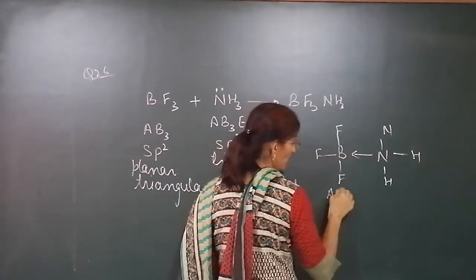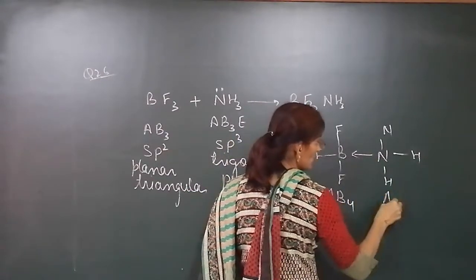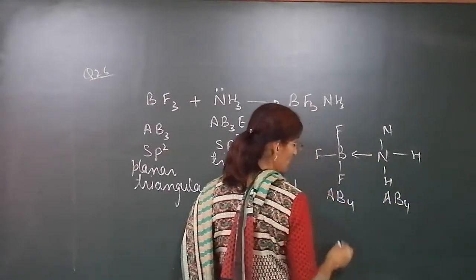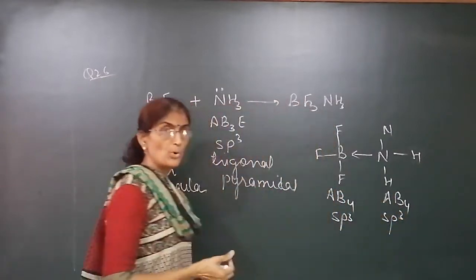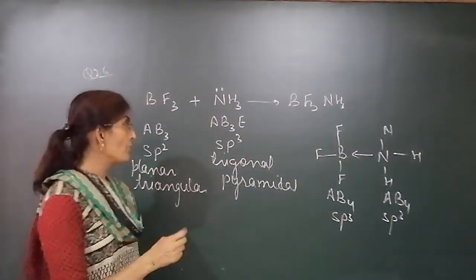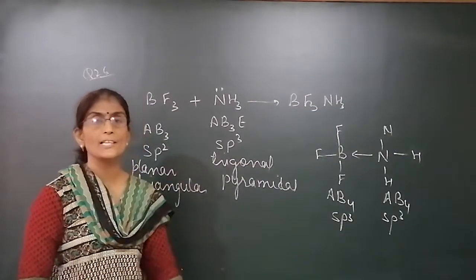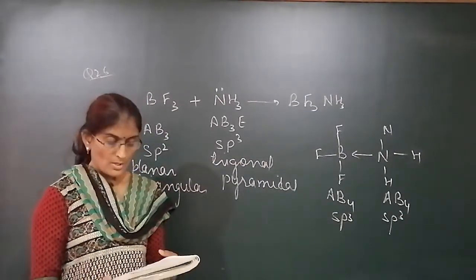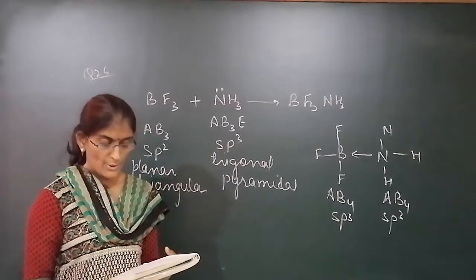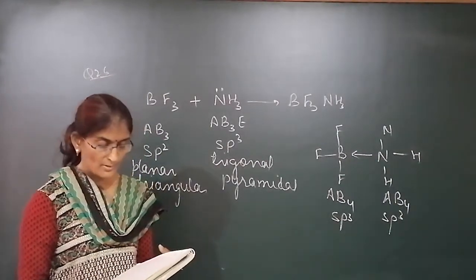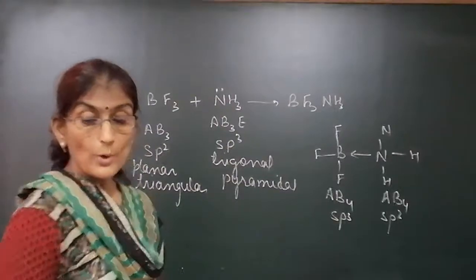This is also AB4 type. Nitrogen is also AB4 type. So both have sp3 hybridization. So the hybridization of the boron atom changes, but the hybrid state of nitrogen doesn't change in this reaction. Now in 4.28 we have to calculate the total number of sigma and pi bonds.